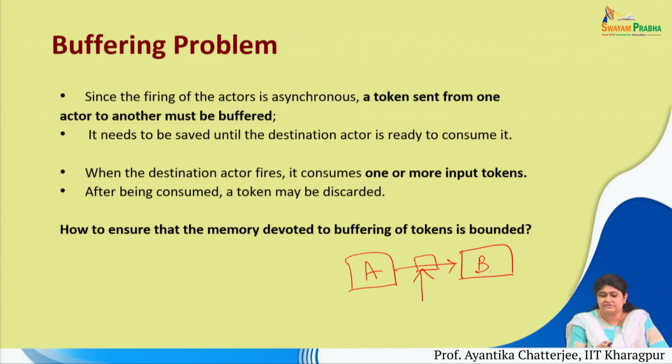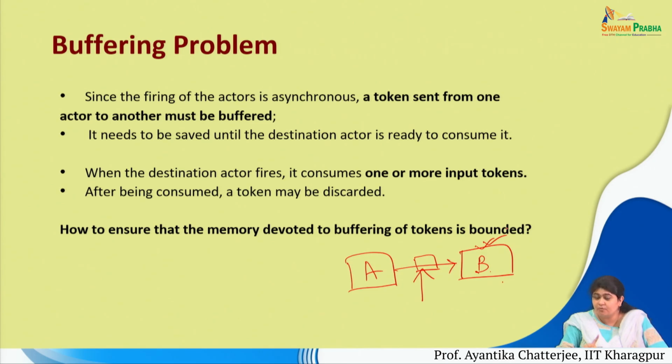Since the firing of the actors is asynchronous, a token sent from one actor to another must be buffered, so that as and when required, the receiver side can consume that token. It needs to be saved until the destination actor is ready to consume it. When the destination actor fires, now we know the meaning of firing, it is consuming the input and doing the necessary function mapping.